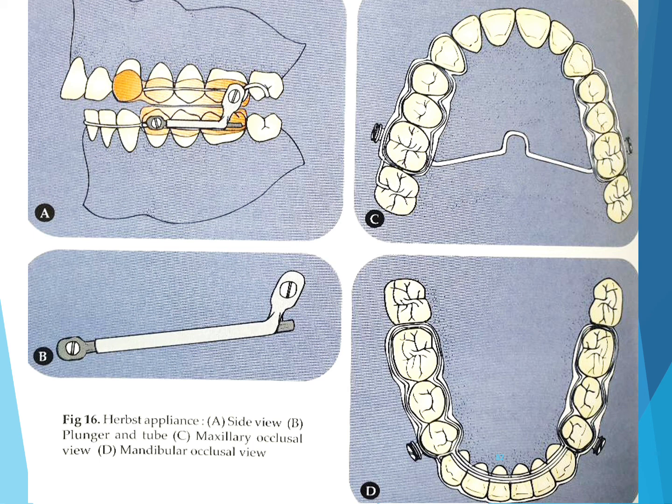Picture C shows the maxillary view of the Herbst appliance. There is a palatal bow that holds the right and left sides of the Herbst appliance. Picture D shows the mandibular view of the Herbst appliance. There is a lingual bar that connects the left and right sides of the Herbst appliance.